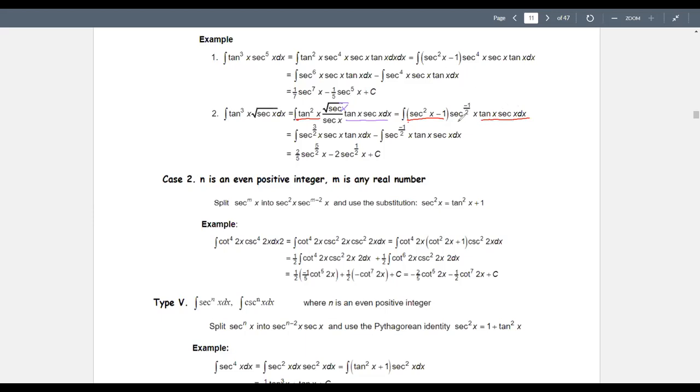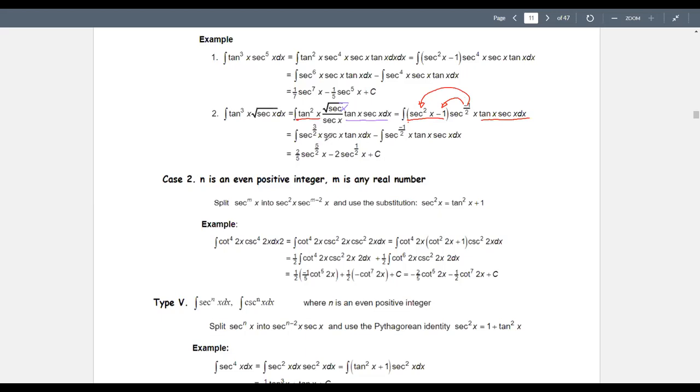Now this secant of x raised to negative 1/2 will be distributed again, just like in sample 1, to the tangent squared of x, which is secant squared of x minus 1. If you do that, secant squared of x times secant of x raised to negative 1/2 will be secant of x raised to 3/2. Okay? 2 minus 1/2 is 1.5 or 3/2. This one will be secant of x raised to negative 1/2. So this is your second integral.